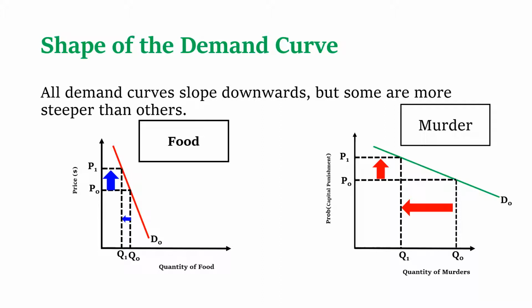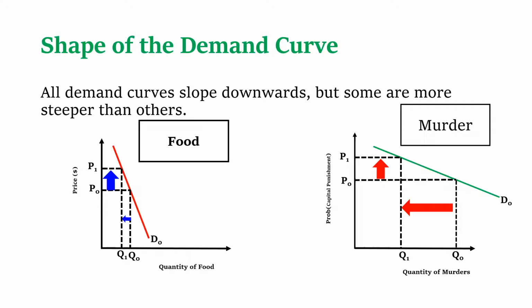It is flatter, because of the probability of punishment here, capital punishment. If you kill somebody, and there are laws that stipulate that when you kill somebody, you're going to be killed, right? You expect less murder to occur, right?